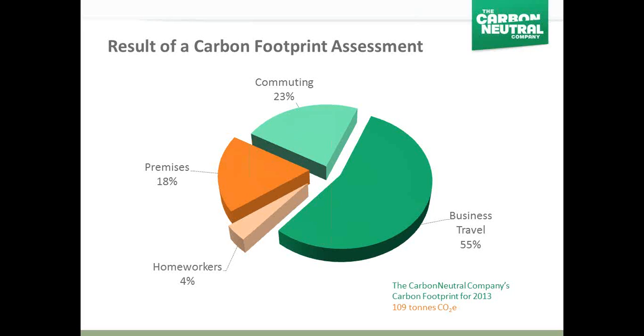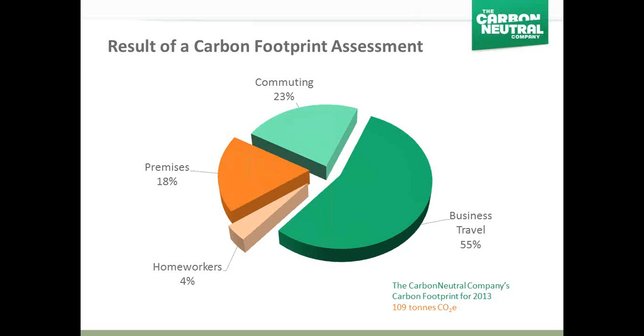So we have a feel for what a carbon footprint encompasses, but what is the intended outcome? The process typically concludes with a result in tons of carbon dioxide equivalent for a given 12-month period. And the information can be disseminated in a variety of ways, and this pie chart is just one example. This, in fact, is the Carbon Neutral Company's carbon footprint calendar year 2013, broken down by company activity.